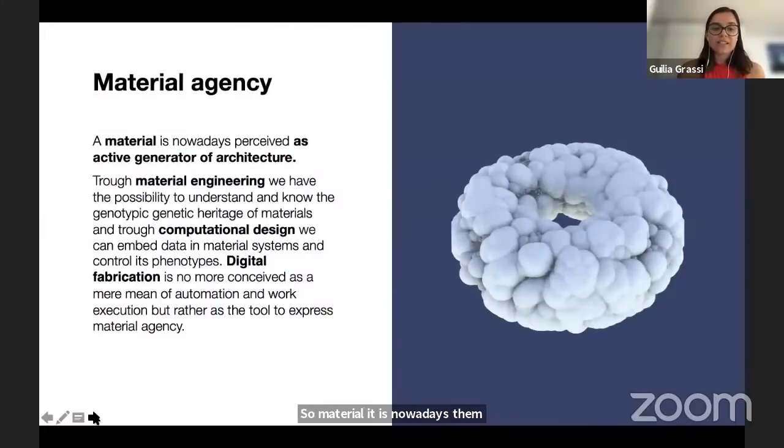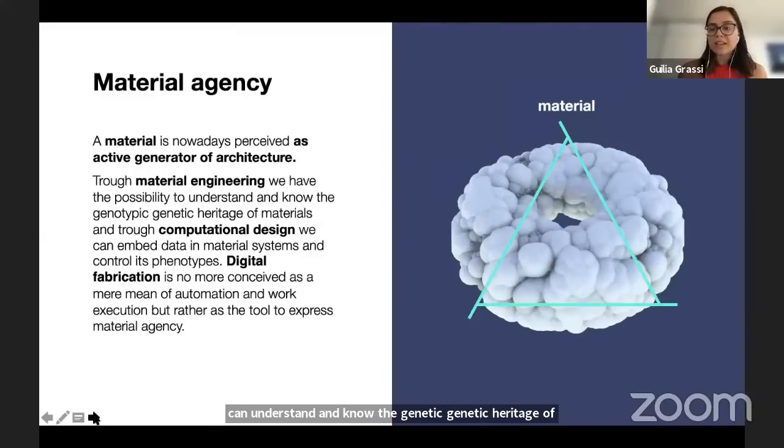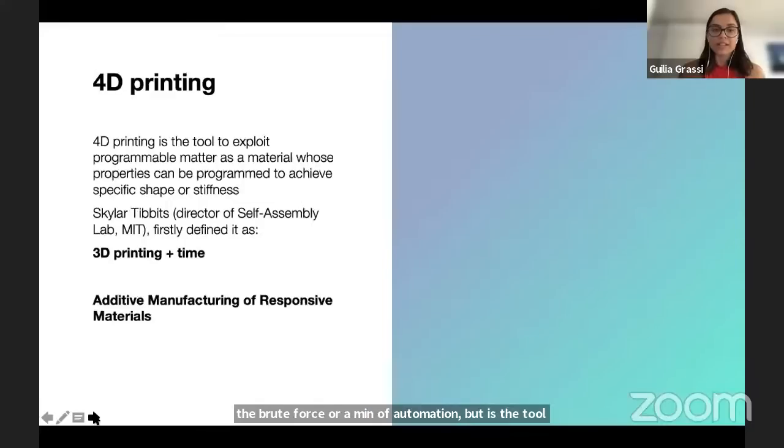So material is nowadays perceived as the active generator of architecture. Through material engineering, we can understand and know the genetic heritage of materials. And through computational design, we can embed data in material systems. Digital fabrication, again, is no longer conceived just as brute force or a means of automation, but is the tool that can express material agency. Among these tools, 4D printing is the one that exploits programmable matter, a material whose properties can be programmed. It can be defined as 3D printing with the addition of time.